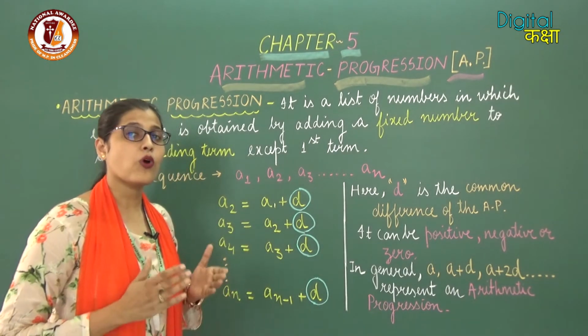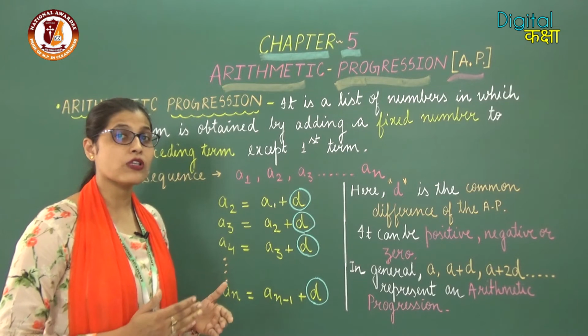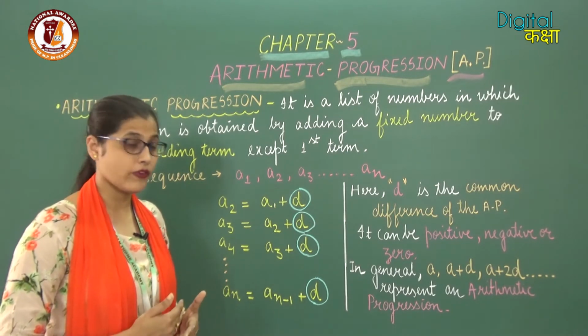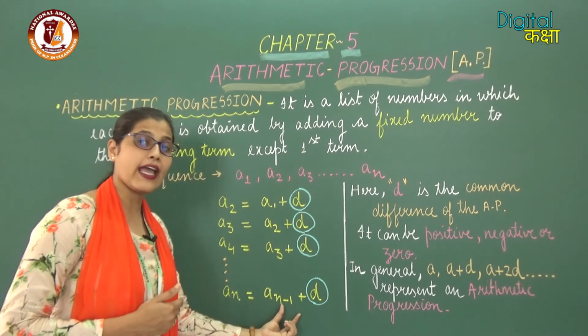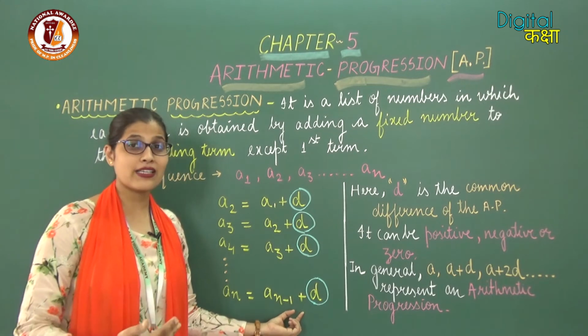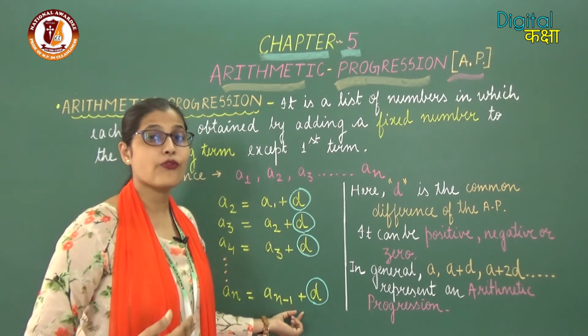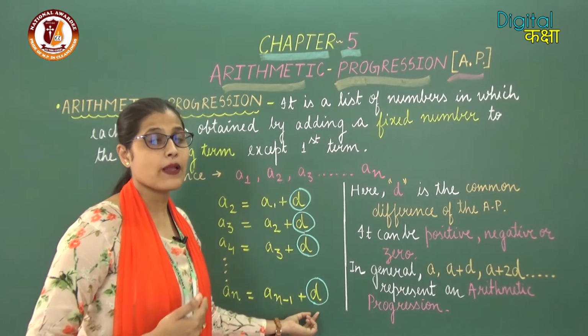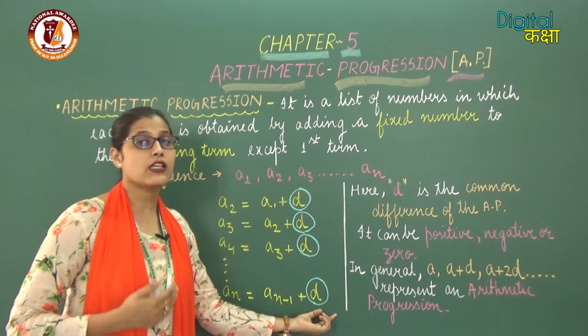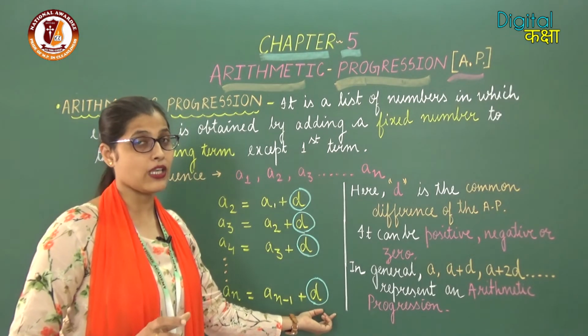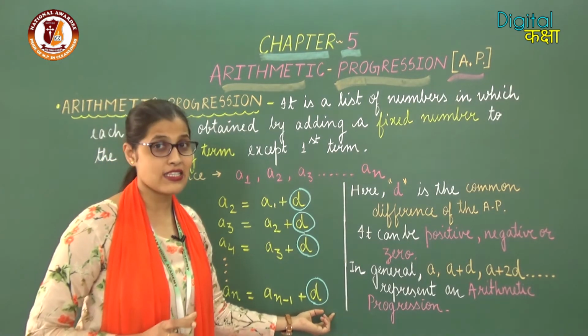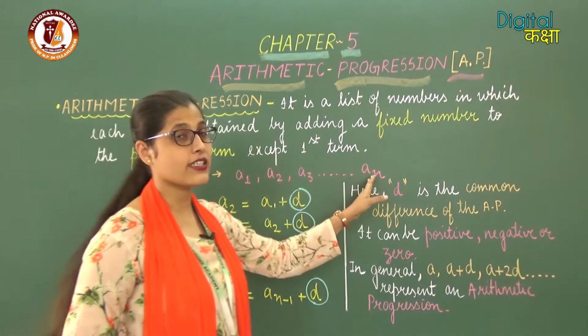Similarly, when we need to find the value of AN, which is the nth term of the arithmetic progression, whatever term is coming before the nth term, we will consider it to be AN minus 1. That means one term before the nth term, plus we will be adding the difference, that is the fixed value, to the second last term to get the nth term.